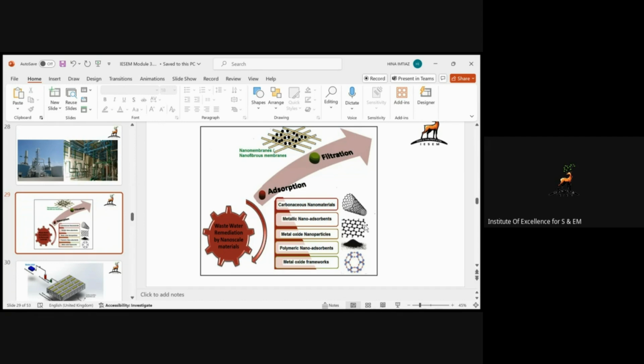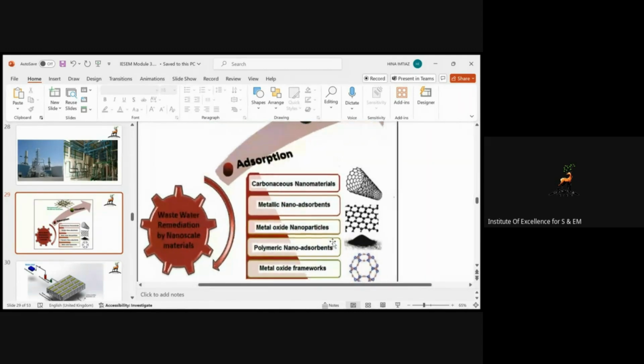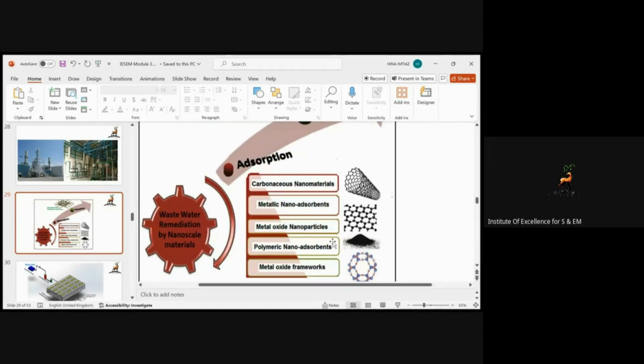And the third one is the metallic oxides nanoparticles. So metal oxides nanoparticles means you are involving the process of oxidation by using such type of nanoparticles. The third one is the polymeric nanoadsorbents. Polymeric nanoadsorbents means such type of nanoadsorbent which comes in the form of polymeric conditions and in the powder form.